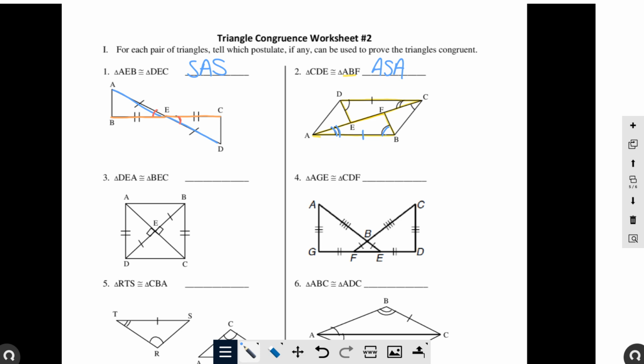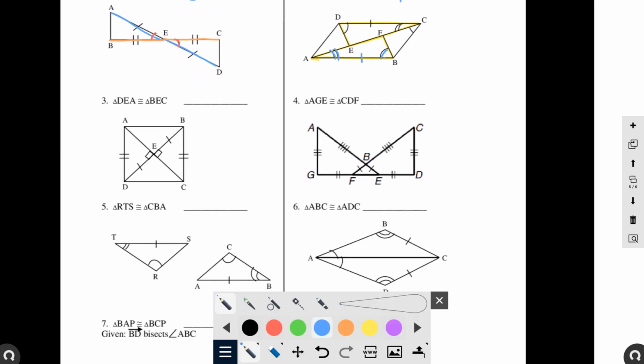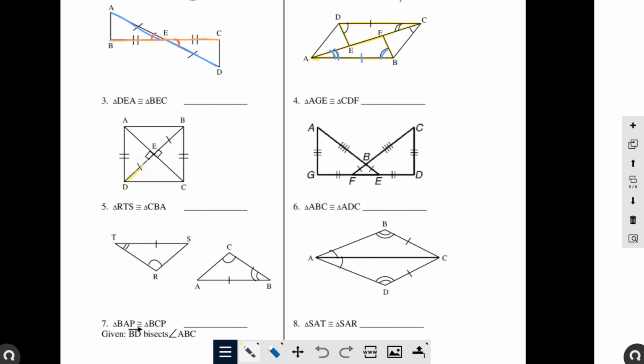All right, question 3. We've got some that are kind of written together again. They've added in some extra lines in there, but we're looking at DEA, this triangle here on the left, and BEC, which is the triangle on the right. What do you notice about those triangles?